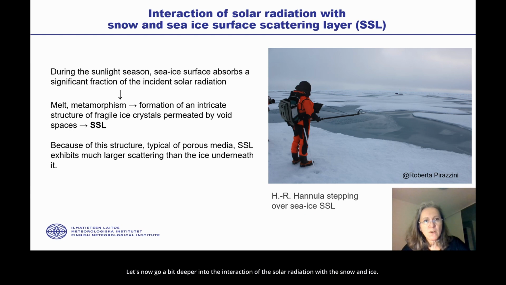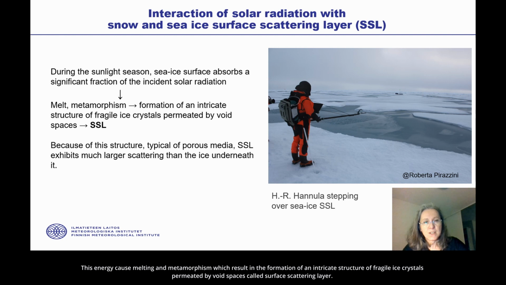Let's now go a bit deeper into the interaction of the solar radiation with the snow and ice. First of all, which kind of ice surface do we observe during the summer? In the photo on the right, you can see some white stuff covering the area next to the melt pond. This is not snow, it is the so-called surface scattering layer. During the sunlight season, sea ice surface absorbs a significant fraction of the incident solar radiation.